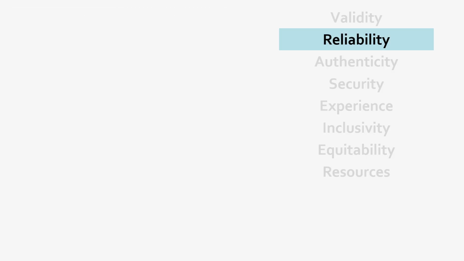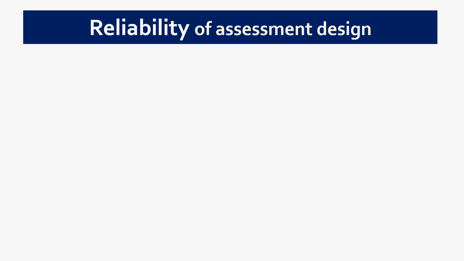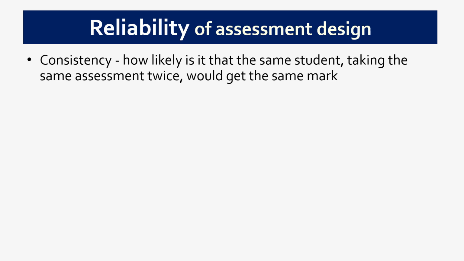All right, let's move on then to each of the items of the theory, and we're going to start with reliability. We're probably going to spend the most time on this one individual item. Reliability of assessment design just basically means consistency. How likely is it that the same student taking the same assessment twice would get the same mark?